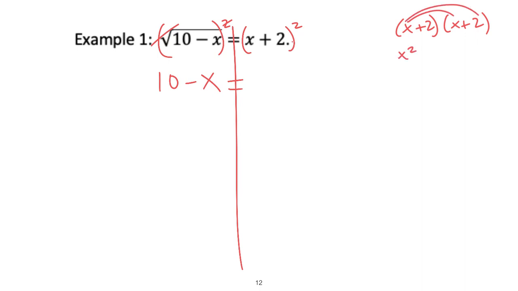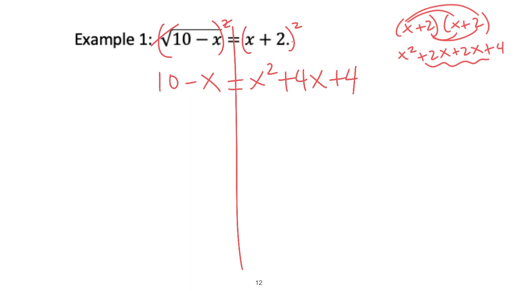X times x will be x squared. X times 2 is 2x. And 2 times x will be 2x again. And 2 times 2 is 4. So I can put those middle terms together, giving me x squared plus 4x plus 4. Again, I got an x squared and an x. So I'm going to set this equal to 0 and solve by factoring.